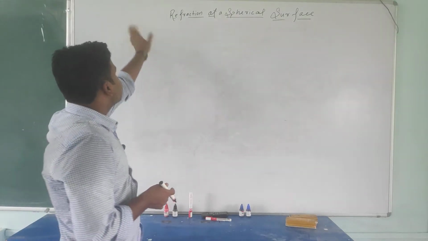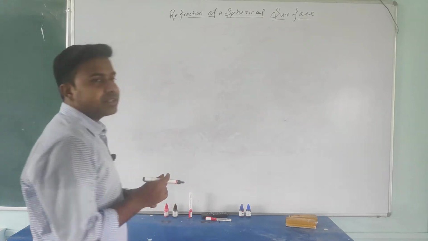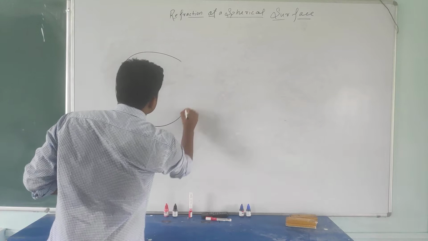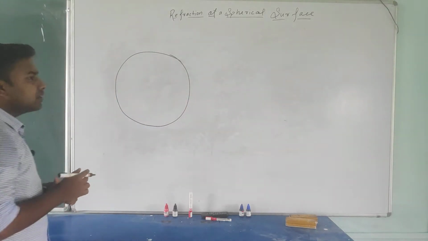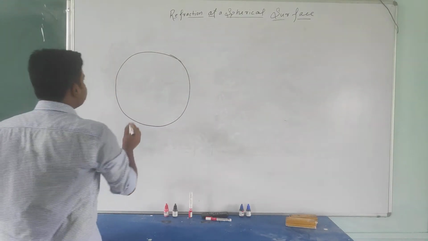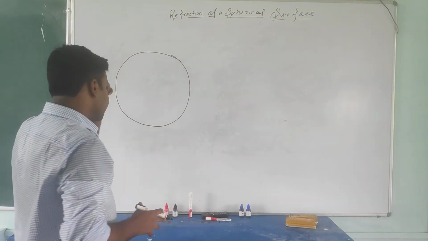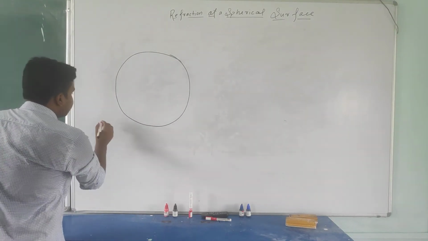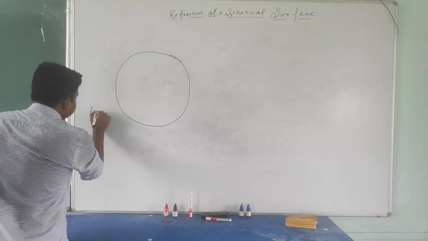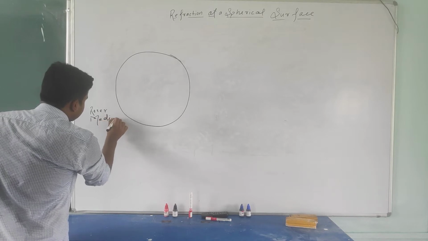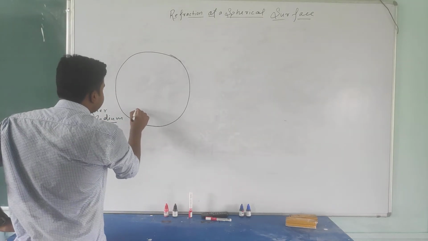Today I am going to discuss refraction at a spherical surface. So our refracting surface is part of a sphere of transparent medium. Look at this, this is the sphere and it's a transparent medium. I am assuming it's a rare medium, and this one is the denser medium.